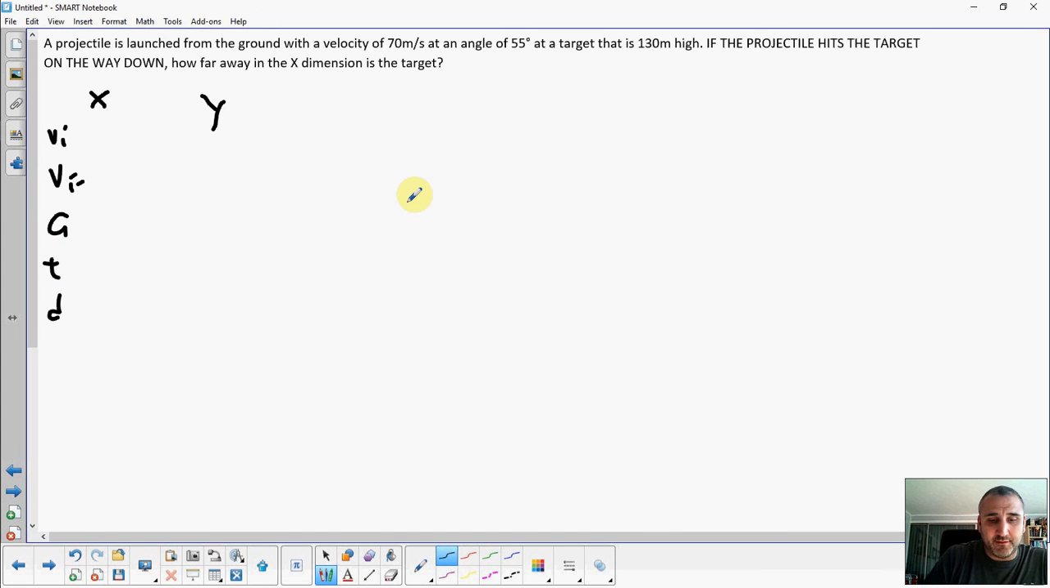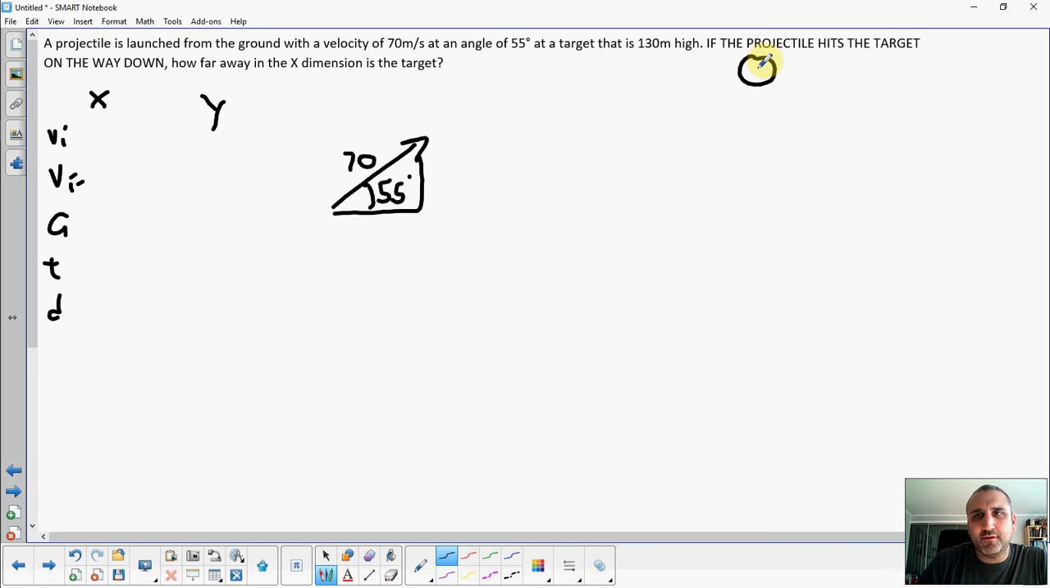This is a good problem. So we're going to launch this thing. A projectile is launched from the ground with a velocity of 70 meters per second at an angle of 55 degrees above the horizontal. You can make that assumption. Towards a target that is 130 meters high.